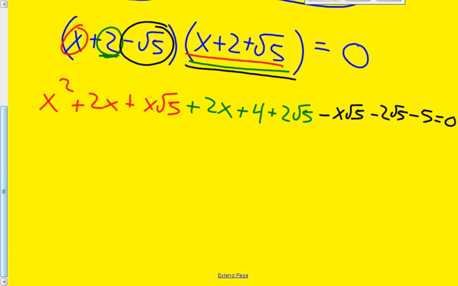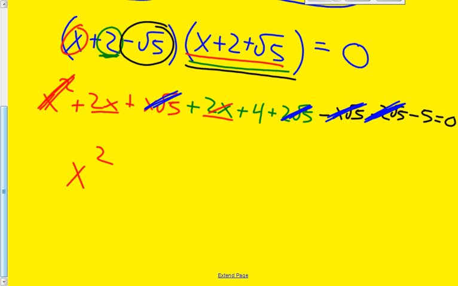X square root 5 and a negative x square root 5 make 0x's square root 5. So we don't even have to write it. It's 0. A positive 2 square root 5 and a negative 2 square root 5 makes 0 square root 5s. 2 minus 2 is 0 square root 5s. So we don't even have to write it. So there goes all of our radicals. As you can see, they disappear. So our answer, x squared.